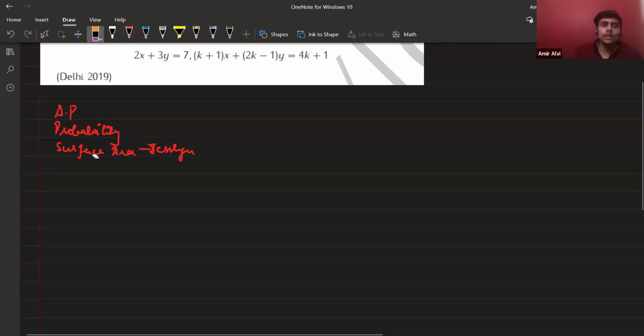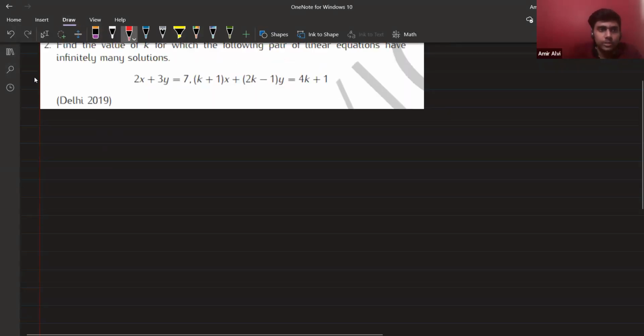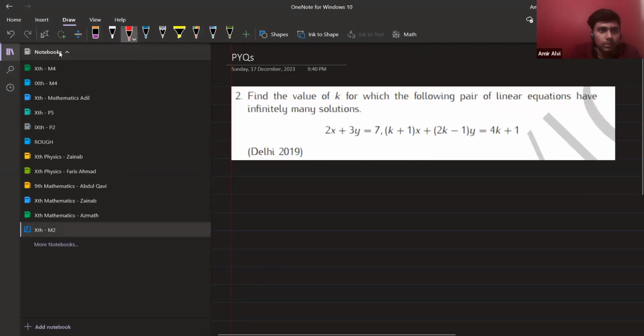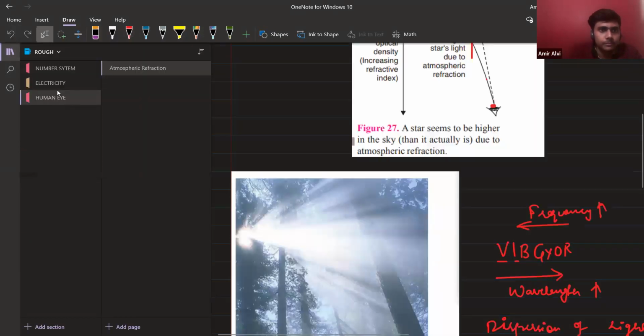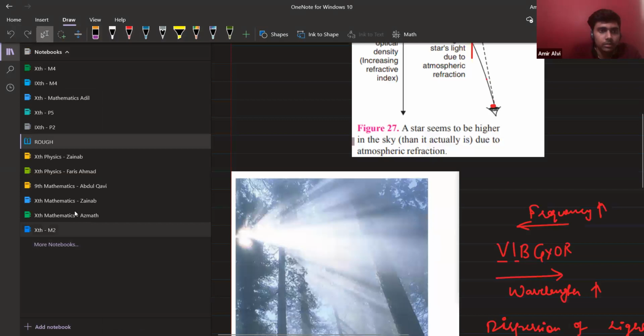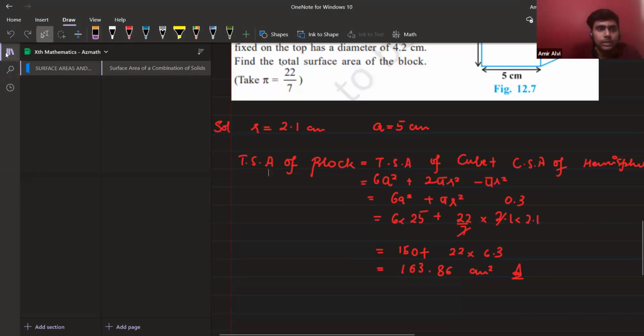Azmat, we'll start the surface area and volume. Okay, that's great. Just give me a second. Let me change this topic name. Basically, it is the surface area and volume. Okay, let's start from the basics.